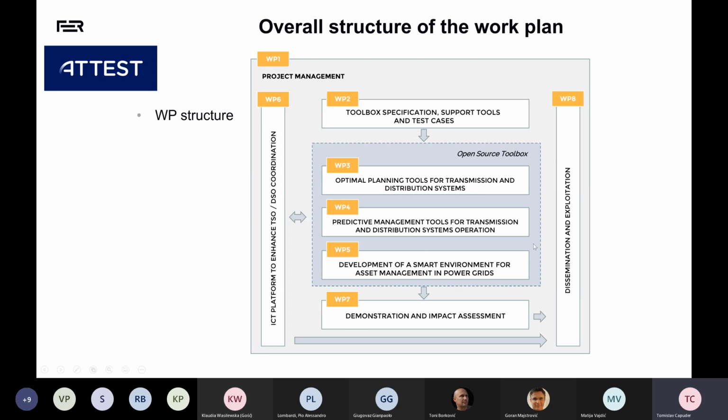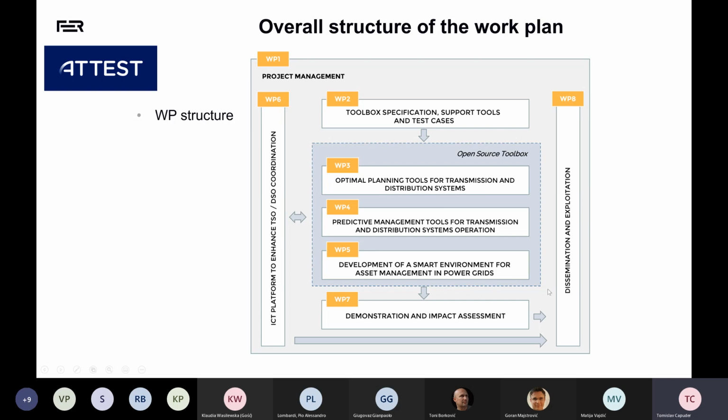So this is going to be a very challenging task, and it's highly dependent on the tools developing the work package 4 as well. The work package 5 is considering asset management in the power grid. So again, something that is closely related both to operational and planning aspects of the project. We are leading this work package.